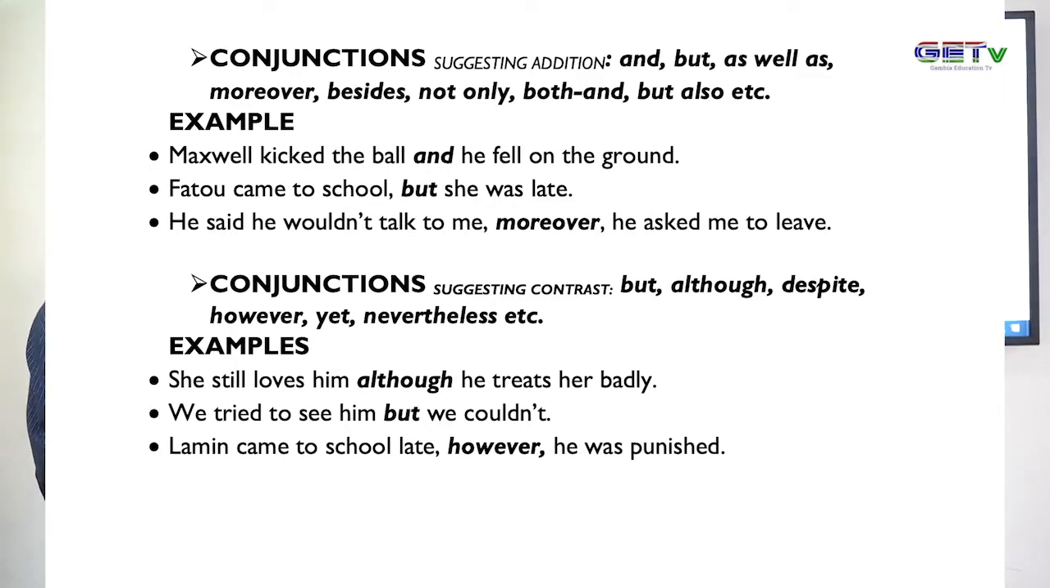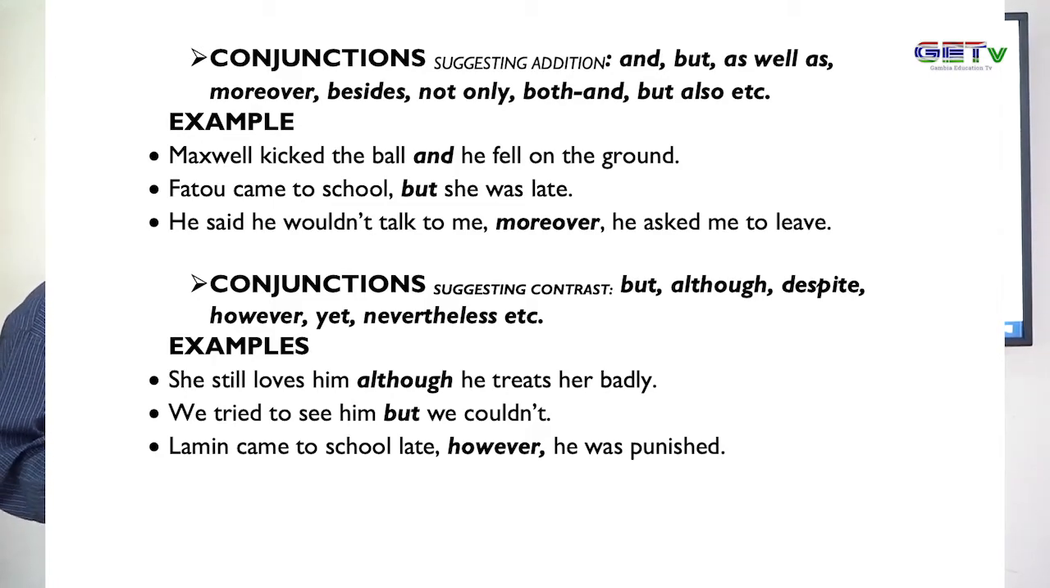Now let's look at conjunctions suggesting addition. Apart from coordinating conjunctions, we have different conjunctions and they suggest different things, though we know their roles are to link, connect, or join. But there are reasons for each of the roles they play. Now let's look at them one after another. First, conjunctions suggesting addition. Examples we have are and, as well as, moreover, besides, not only but also, etc. So they suggest addition.